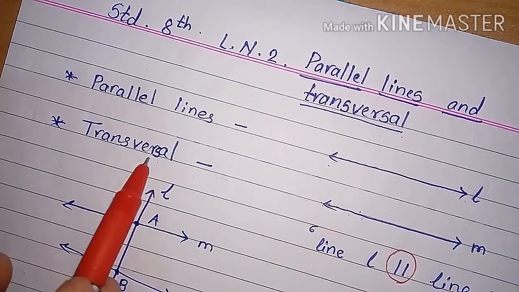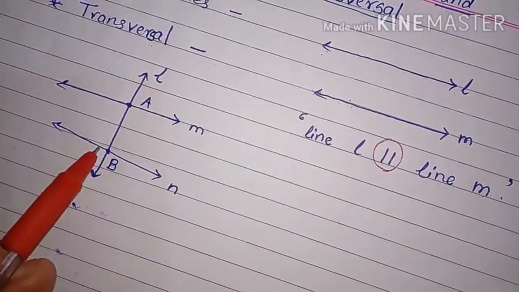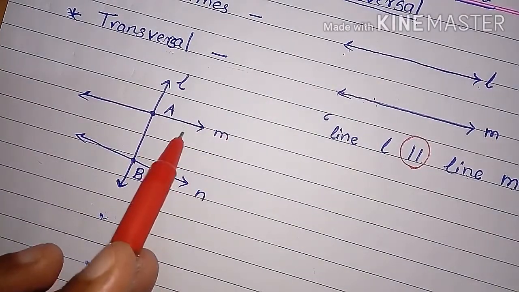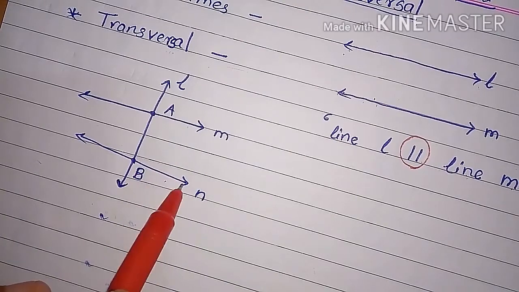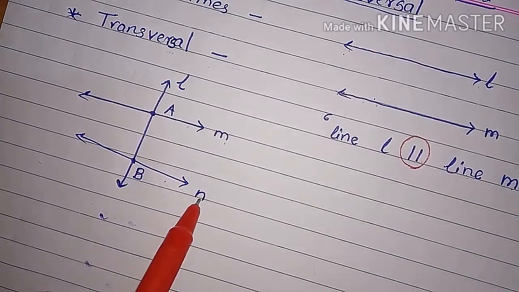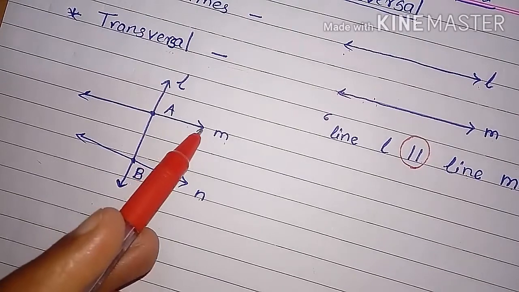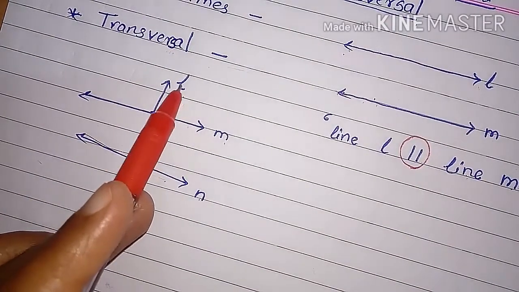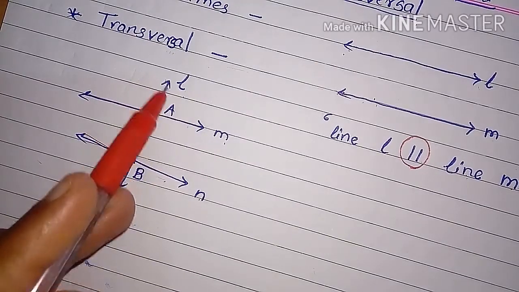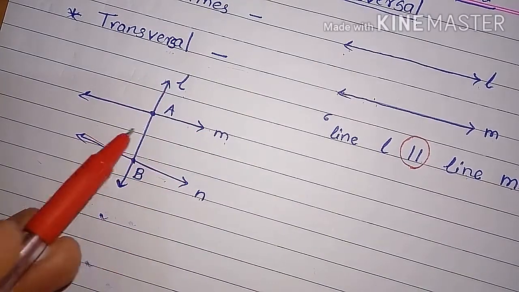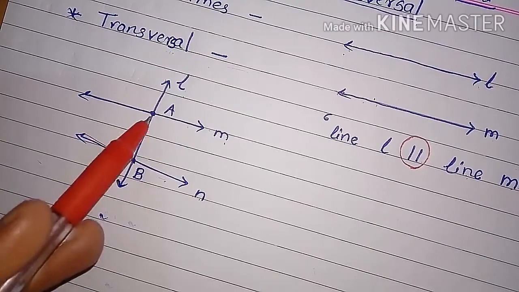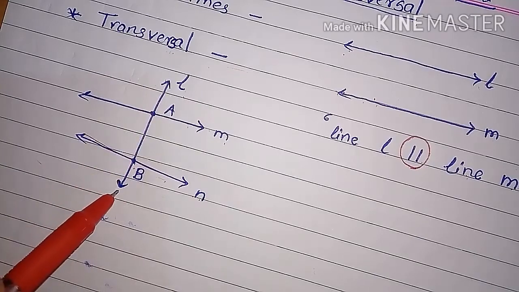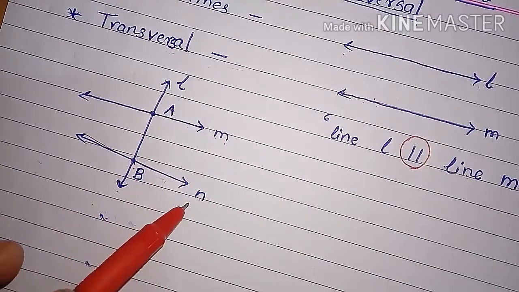Now what is meant by transversal? See this diagram. Here line M and line N are given. Now here they are not shown parallel to each other. Only line M and line N are here. And another line L intersects these lines M and N in two distinct points. Here at A and here at B, the line intersects line M and N.